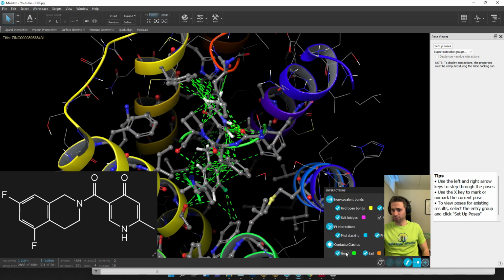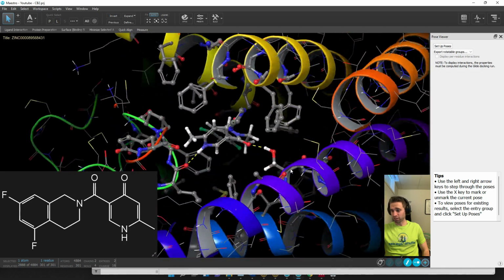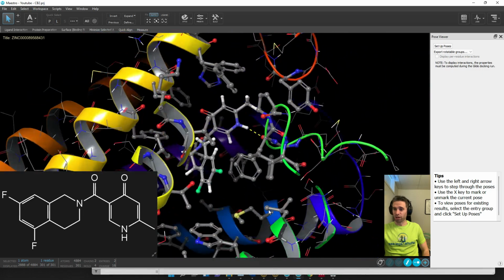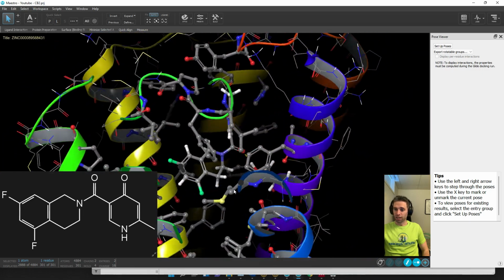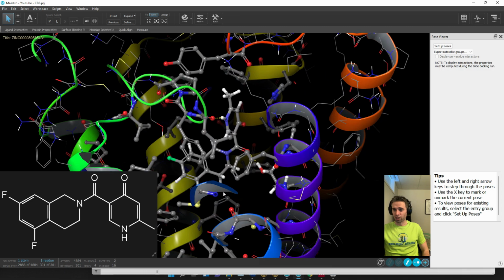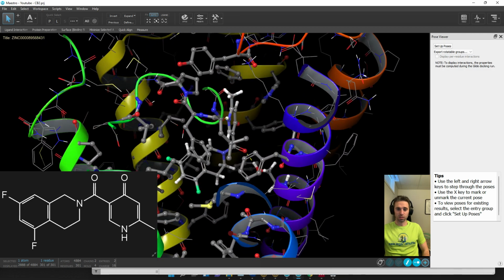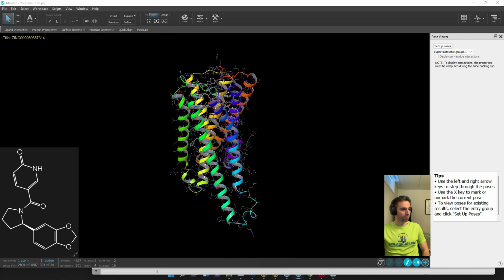Let's turn this off. Let's turn this on. Yeah, it's got the hydrogen bonds that we want, and it's a relatively small molecule. I wouldn't say this is a big molecule. Let's just keep clicking through.